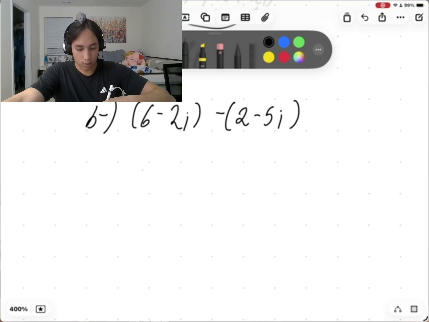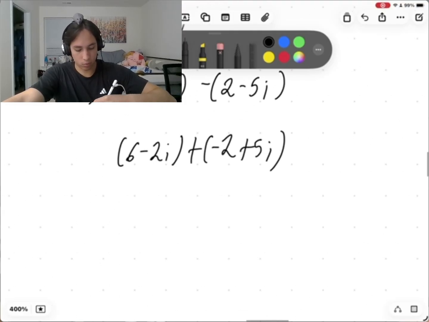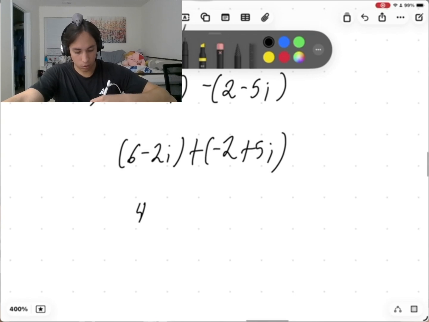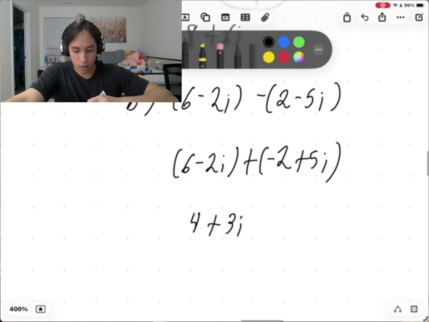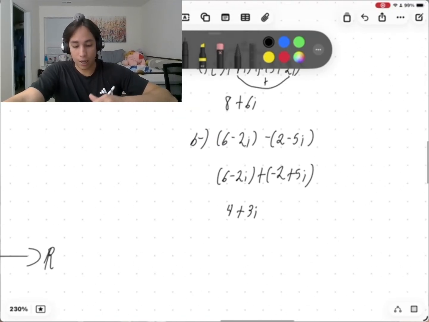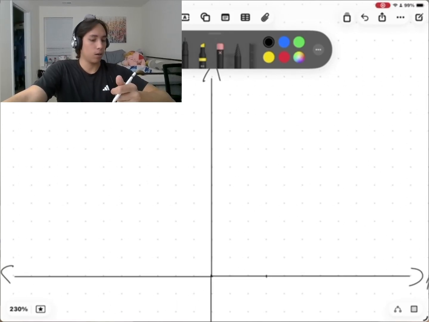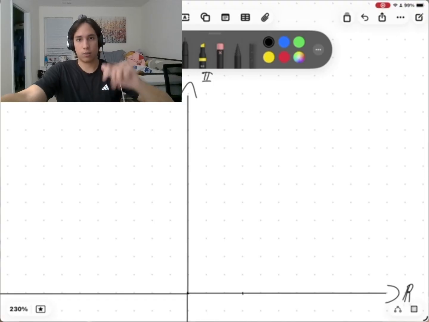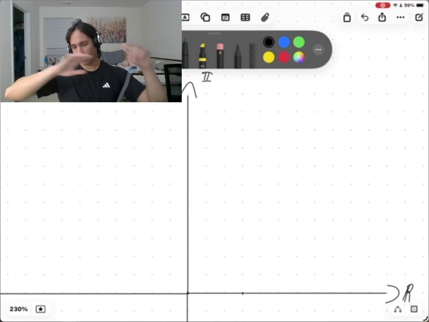So you can rewrite this to be 6 minus 2i plus negative 2 plus 5i, and then you add like usual. So it's going to be 4 plus 3i. Right? Now graphically, a negative sign, you negate a vector, or in this case a complex number. What you get is like flipped. You know what I'm saying?